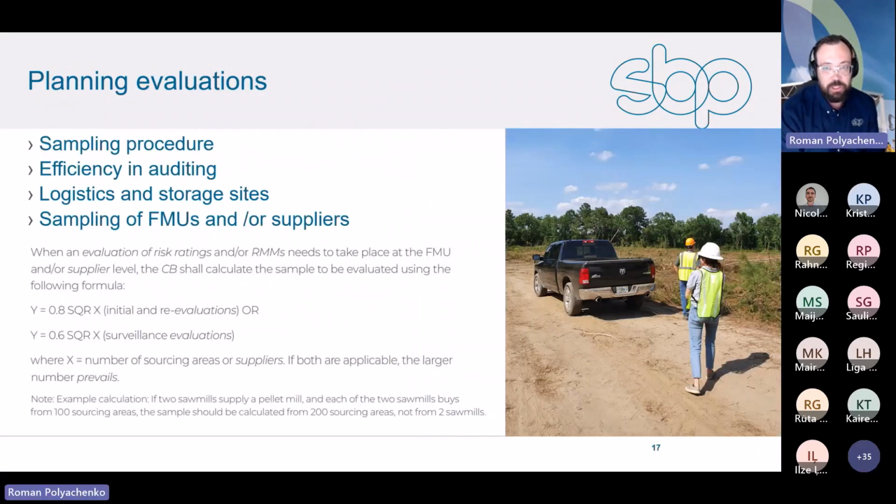Perhaps the key significant change is the evaluation planning. The CB shall have a documented sampling procedure, considering intensity, scale, and risk. There are improved requirements regarding auditing of temporary and permanent sites. There are also improved requirements when the certification body is evaluating risk ratings and risk management measures. When it takes place at the FMU or supplier level, we introduced a sampling formula, which is not the most ideal solution because each supplier-based evaluation and sourcing process is different. However, leaving it absolutely open and flexible was also not a good outcome, because that would result in potentially different levels of effort by different certification bodies, and we really were looking to establish a baseline to harmonize the level of effort necessary for the field work.